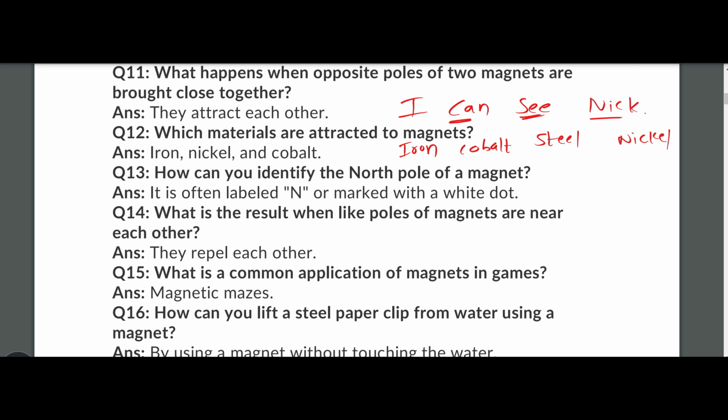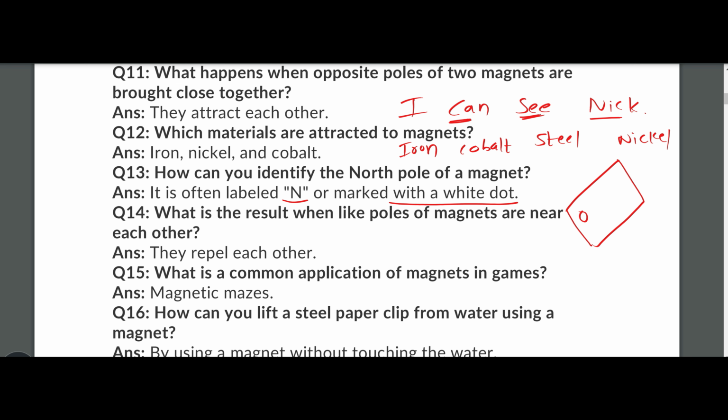Remember. And how can you identify the north pole of the magnet? It is often labeled N or marked with a white dot. When you see a bar magnet made with one dot, this dot indicates the north pole.